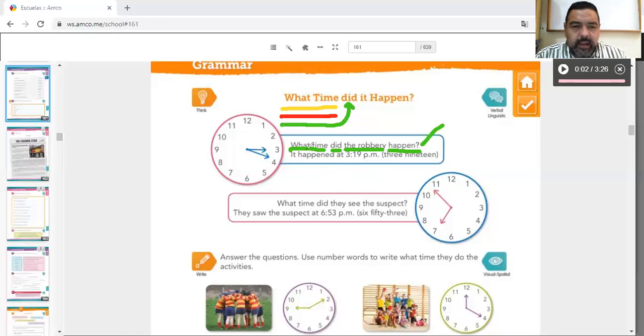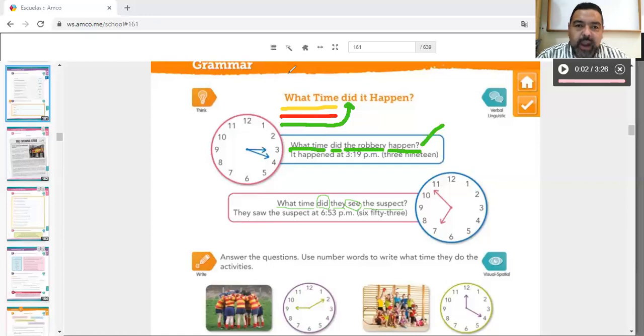Now, the clock is showing me a time, 3:20, or we can say 20 after 3, all right? Now, let's go to the second example. What time did they see the suspect? Yeah, what time? That's what we're talking about, right? ¿Qué hora? Now we have the complementary did. You can see this. We have the subject, which is they, and we have the verb in the base form, which is see. And then the complementary. What time did they see the subject? ¿A qué hora vieron al sujeto?